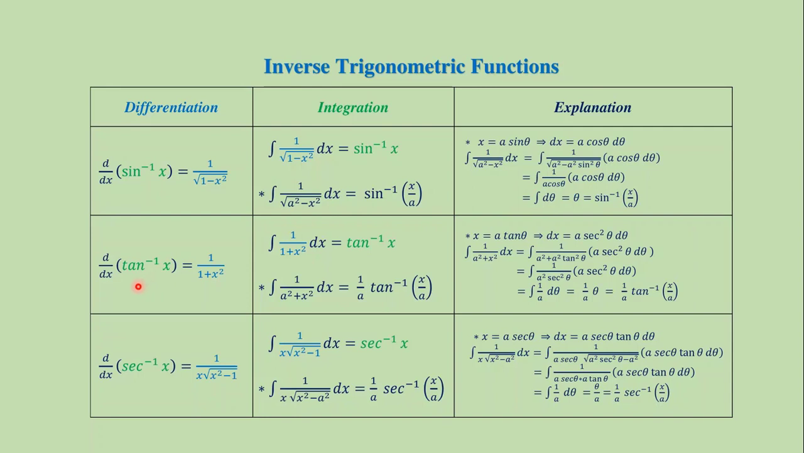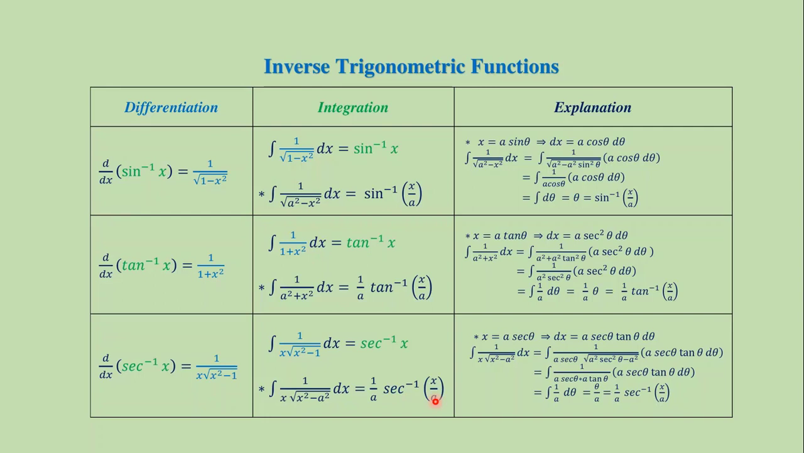Next rule is d/dx of tan inverse x equals 1 over 1 plus x square. So, if we integrate this one, we get back tan inverse x. If you have any other constant a, then the rule is 1 over a tan inverse of x divided by a. The last rule is d/dx of sec inverse x equals 1 over x times the square root of x square minus 1. And if we integrate this one, we get back sec inverse x. And instead of 1, if we have another constant a, then the rule is 1 over a sec inverse of x divided by a.